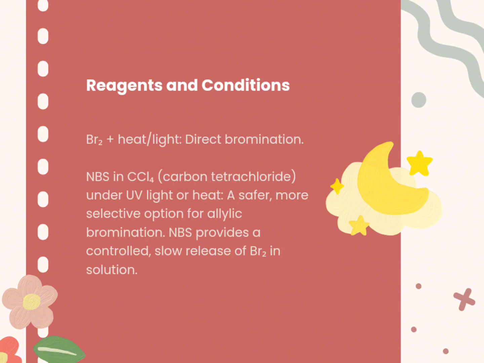So what are the reagents and conditions of the allylic bromination? Br2 plus heat or light is equal to direct bromination. NBS in CCl4, or carbon tetrachloride, under UV light, is a safer, more selective option for allylic bromination. NBS provides a controlled, slow release of Br2 in solution.